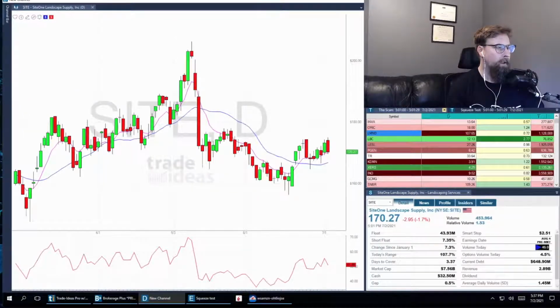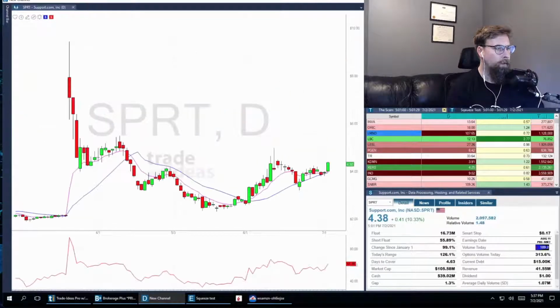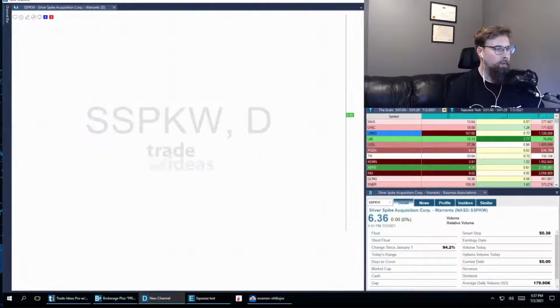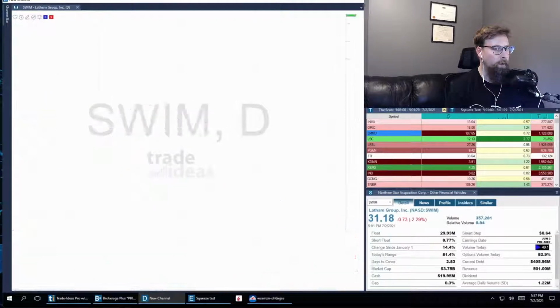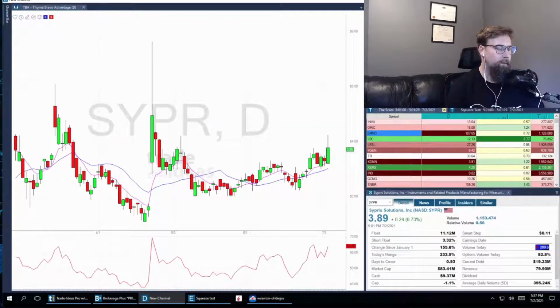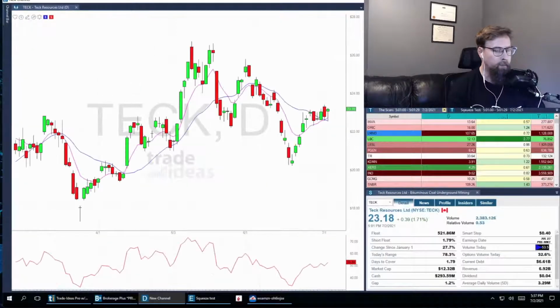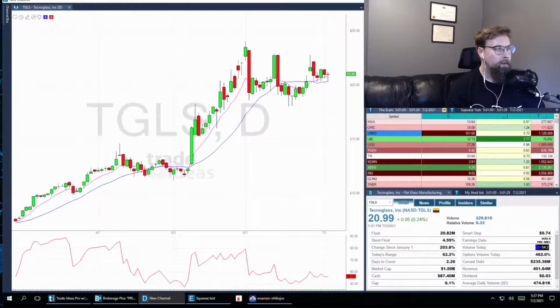The reason I have my camera so big and obnoxious is this scan that I'm running, I can't really show because it's this cool new thing that we're working on at Trade Ideas that's probably many moons away. But I'm trying to incorporate it into my own trading.